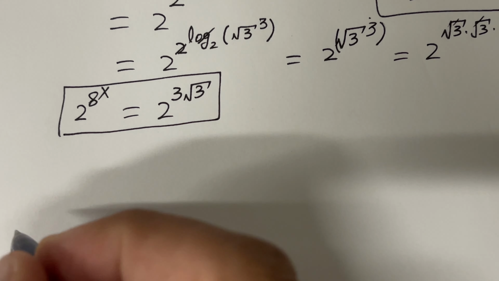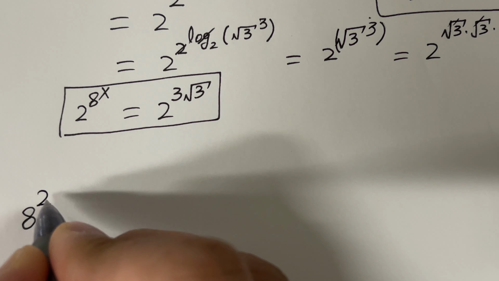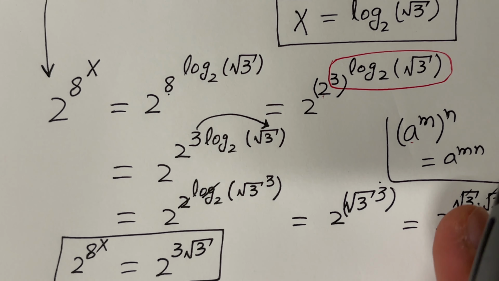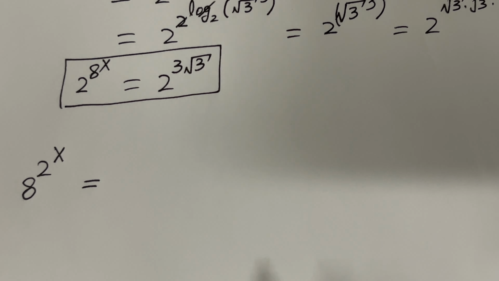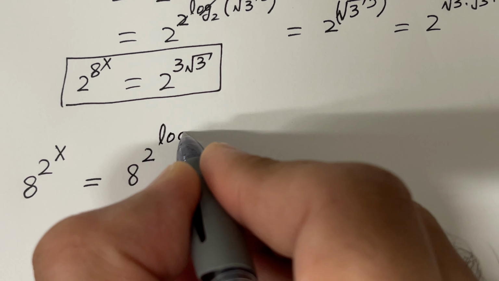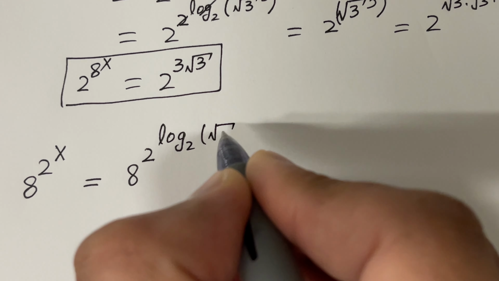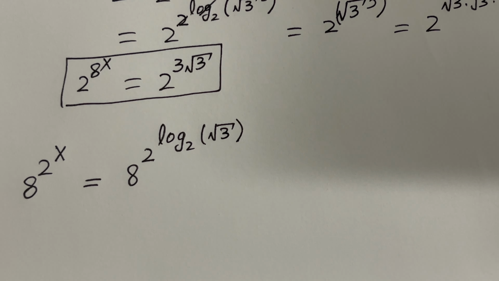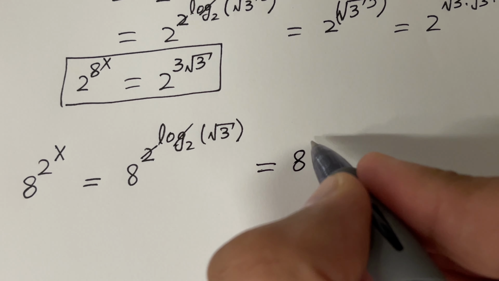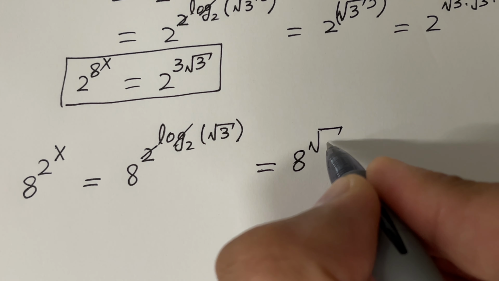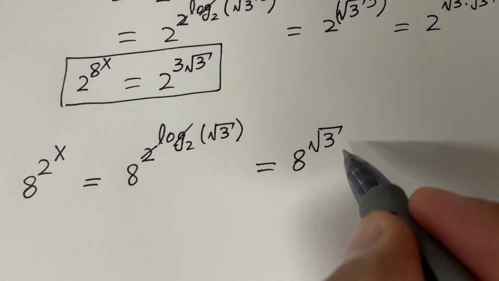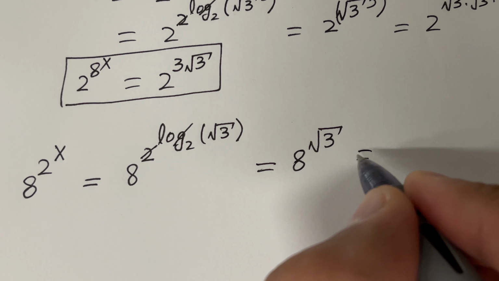The right hand side is 8 raised to the power 2 raised to the power x, and we want to plug in the value of x, which is this one. So that is 8 raised to the power 2 raised to the power log base 2 of square root of 3. Now these will cancel each other, so you will have 8 raised to the power square root of 3. And if you look here, 2 raised to the power 3 is 8, so that is the same, but let's make it clear.